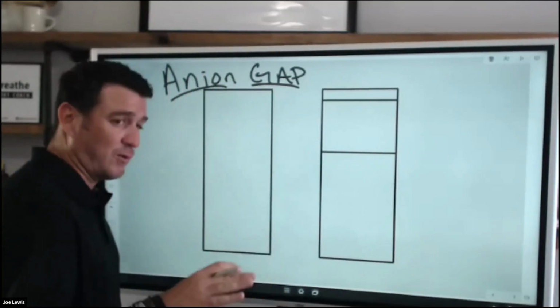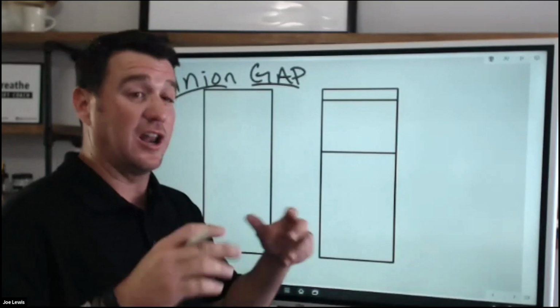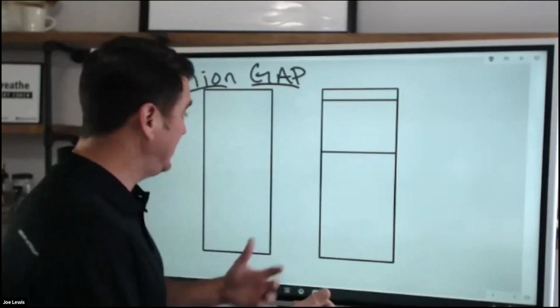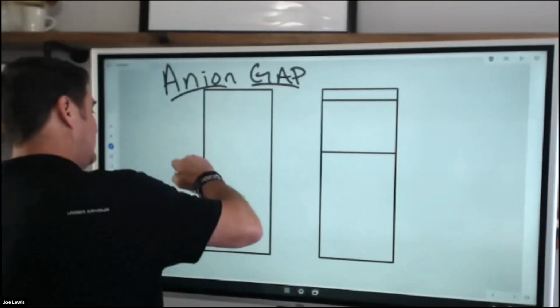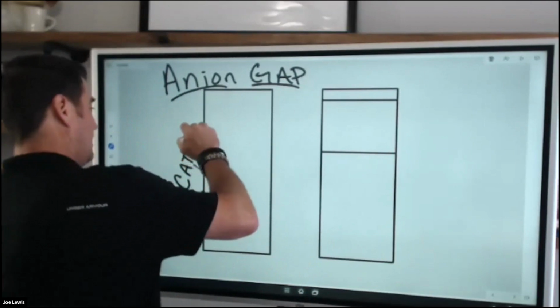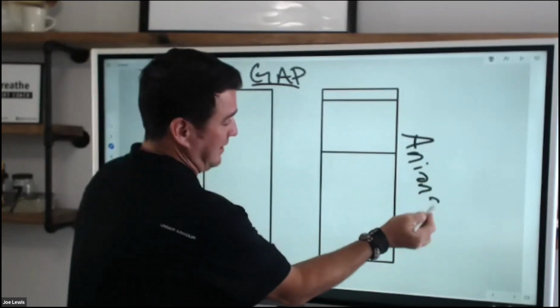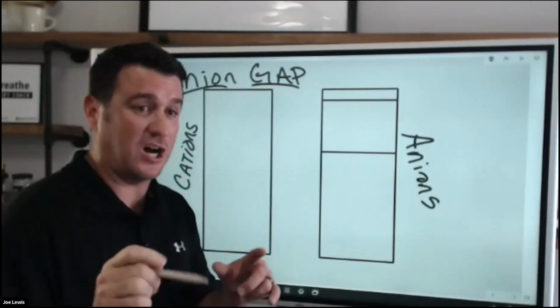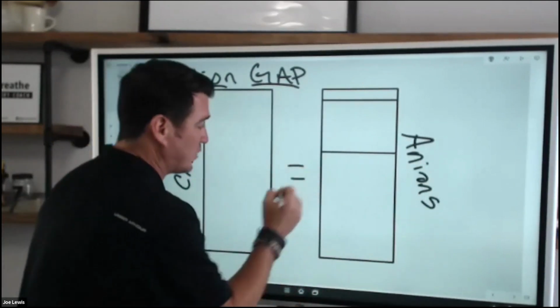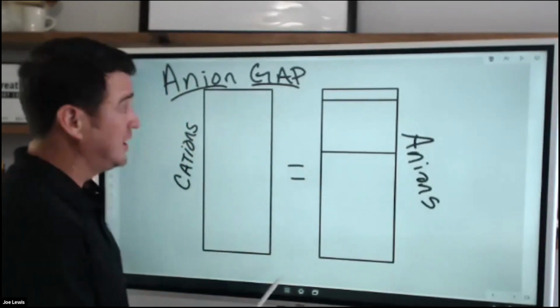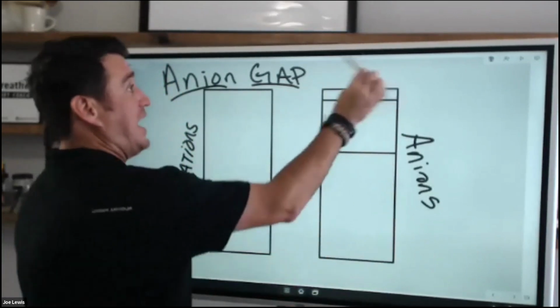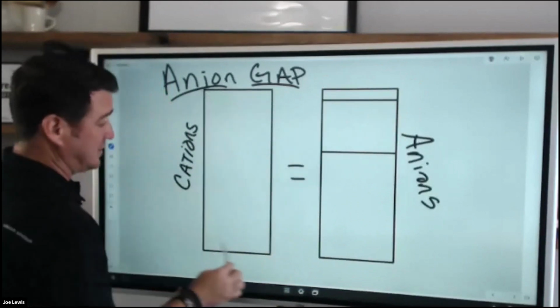Basically, it revolves around this concept of the law of electroneutrality, which means you have your major cations. I'm just going to write it like this. And you have your major anions. These boxes, based off of neutrality, must remain equal. In other words, this box cannot and will not be bigger than this box.